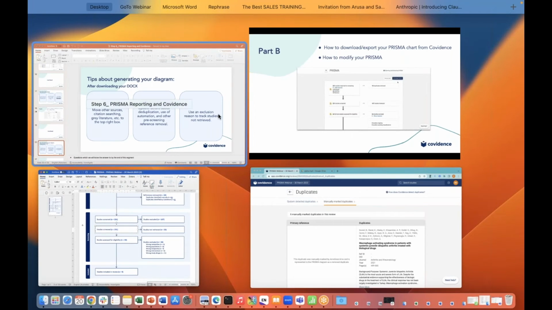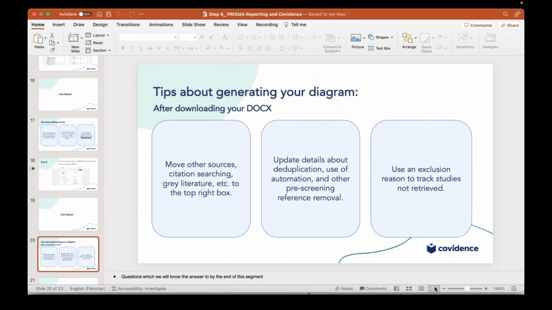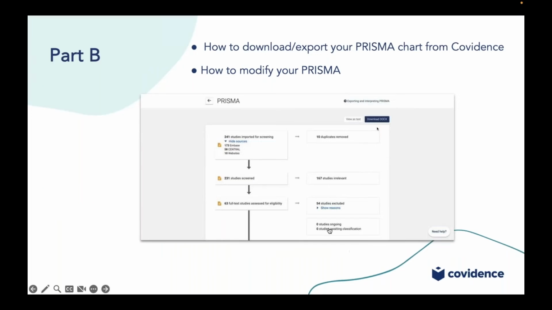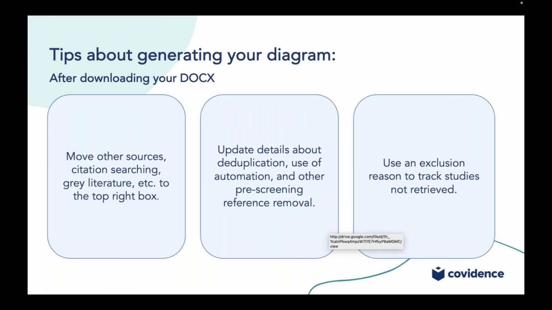I will just now give you a summary of what I really told you. Right. So this is briefly what I have already highlighted when I was talking about what you need to do after you export your Prisma. So firstly, you need to move other sources, citation searching, gray literature to the top right box from the left one, because everything will be on the left side when you export.